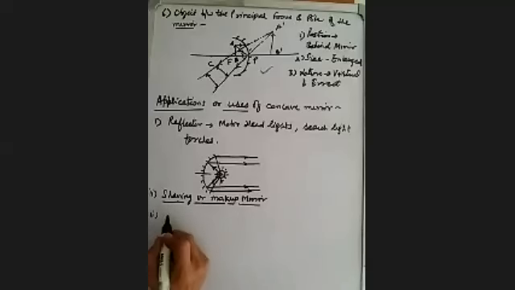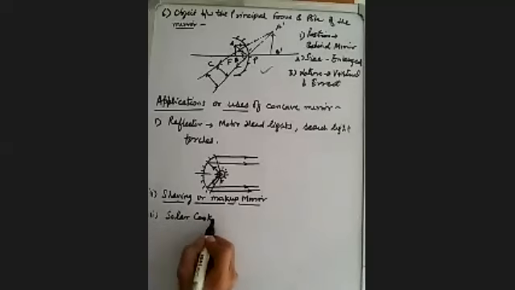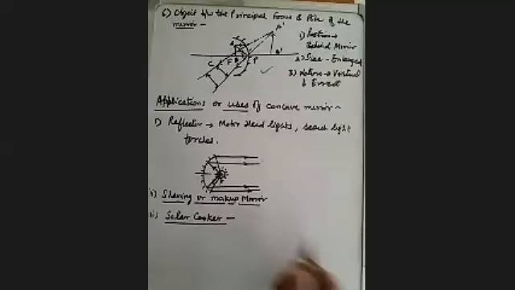And third is in solar cookers. We use concave mirrors in solar cookers. These are cookers which are used to cook food using the light from the sun. Here the mirror collects a lot of light and reflects it on a small region, and it helps in cooking the food. So what happens in this case?